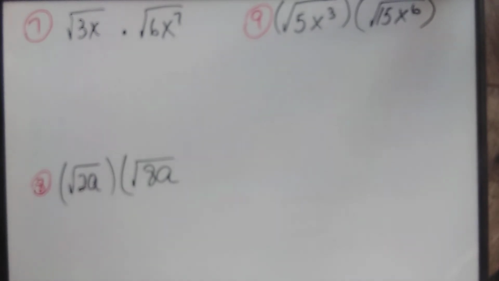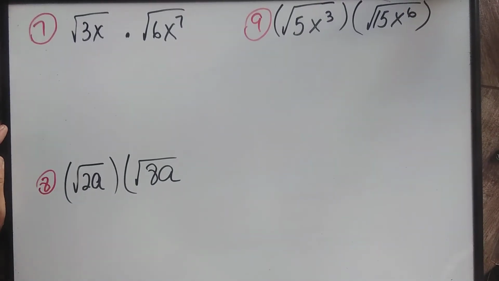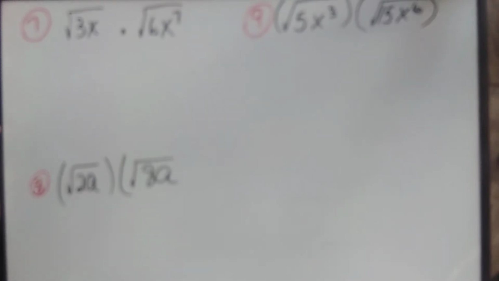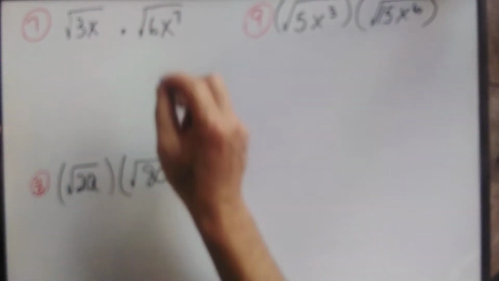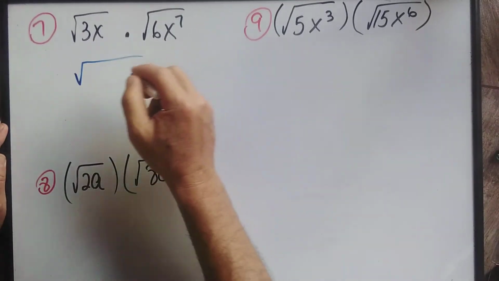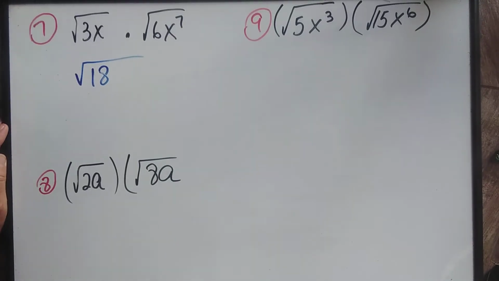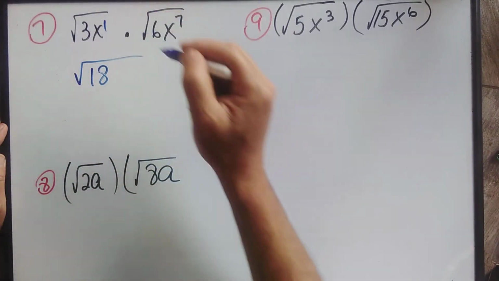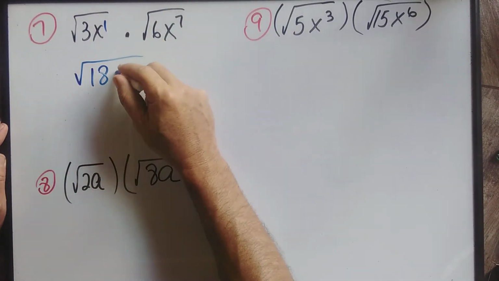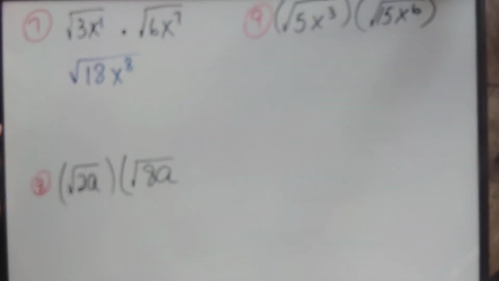Okay guys, down to the last 3 examples. Okay, let's keep doing the same thing we've been doing. This time we're gonna be dealing with variables. Okay, but it's not that hard. We multiply the inside numbers to get square root of 3 times 6 is 18. And then we add the exponents for the variables. 1 plus 7 is 8. x to the 8th.